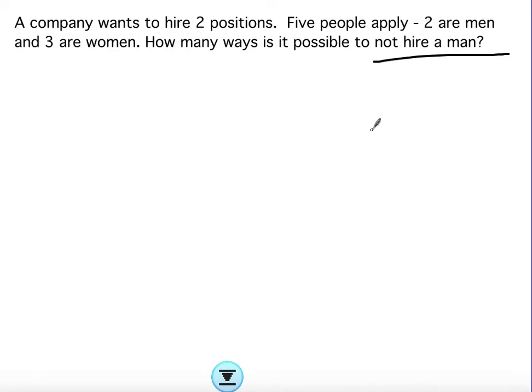So how many women are there? There's 3 women. How many people am I trying to hire? I'm trying to hire 2 people. Okay, 3 choose 2. That's it. Put it in your calculator. You get 3.